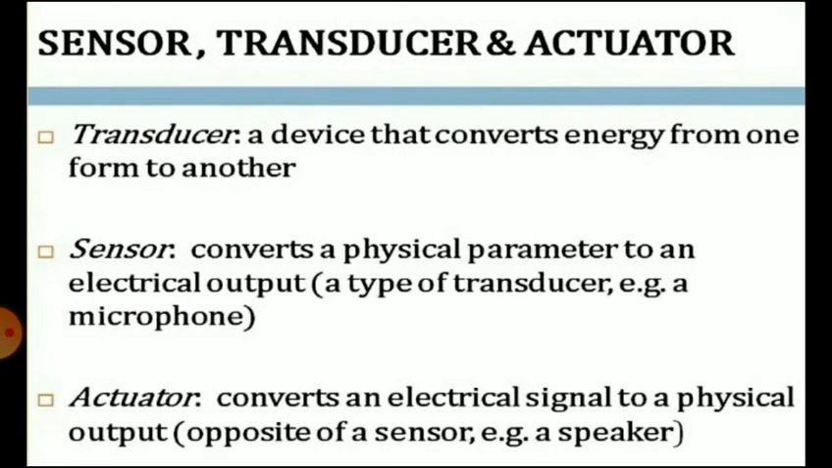So sensor, transducer and actuator. A transducer is a device that converts energy from one form to another, and a sensor converts a physical parameter to an electrical output. Example, the microphone. This is an example of a sensor. And an actuator converts an electrical signal to a physical output, that is opposite of a sensor. For example, a speaker is an actuator.